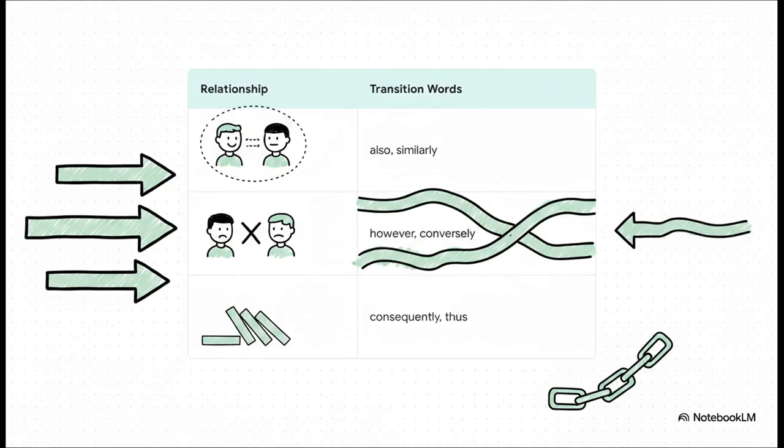But if your matrix reveals a fierce debate between sources, you want to highlight that tension using words like conversely, however, or on the other hand. This simple but highly effective technique elevates your writing from a choppy, disjointed summary into a sophisticated, flowing synthesis that guides your reader effortlessly from one concept right to the next.